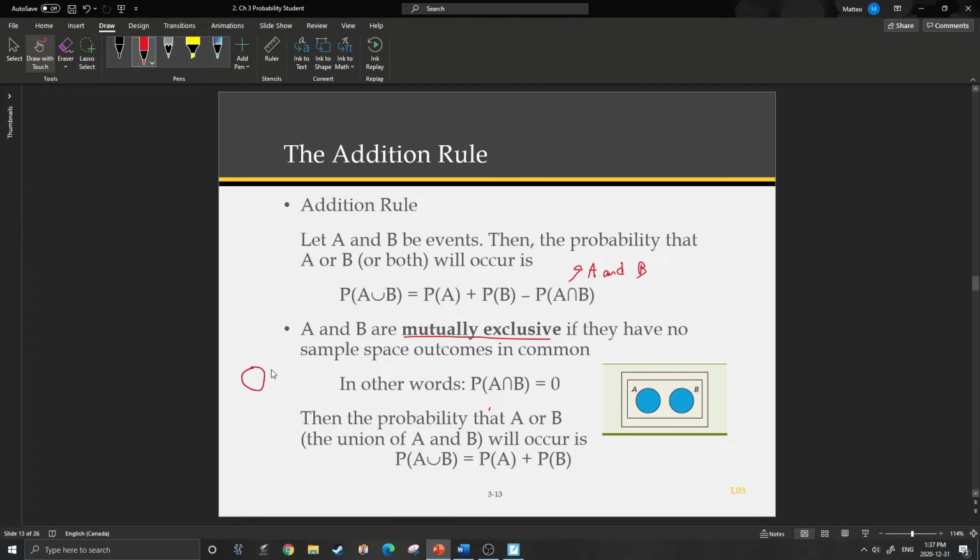Okay, so when you have the two circles overlapping, this suggests that maybe they are not mutually exclusive. Okay, so when they're not mutually exclusive, that means there's some overlap. If they are mutually exclusive, it means there is no shared middle section. Okay, so if it's the case that the probability of A and B is 0, then the probability that A or B, remember that's called the union of A and B, will occur is this.